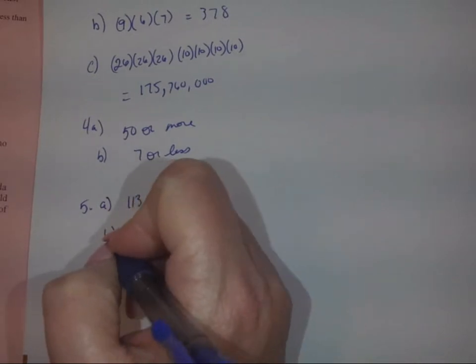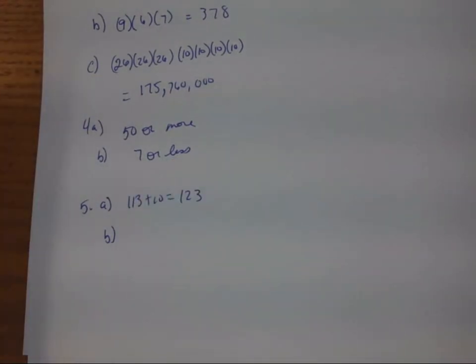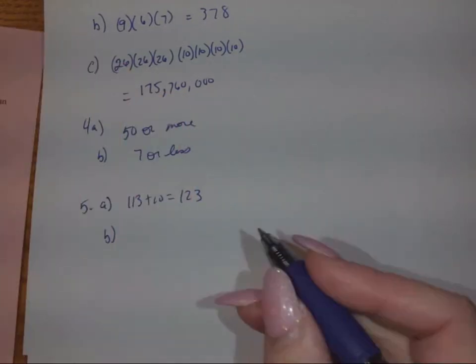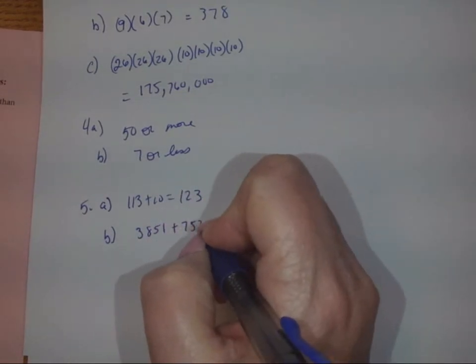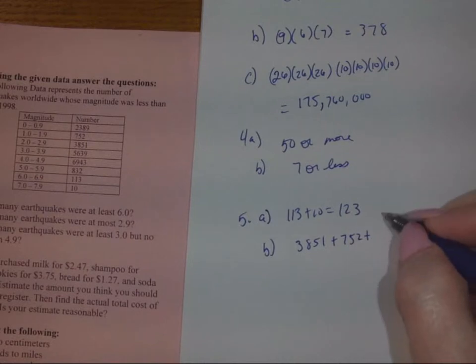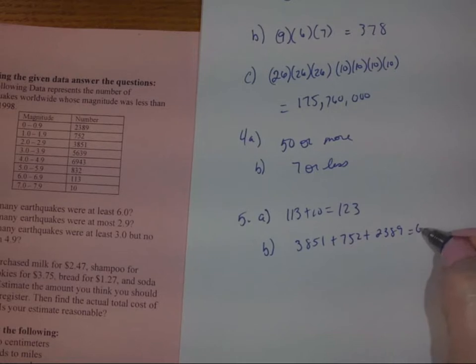For part B, how many earthquakes were at most 2.9? So that means 2.9 or less. So we have 3 numbers here that we need to add. We have 3851 plus 752 plus 2389. And when we add those together, we will find that we have 6,992.